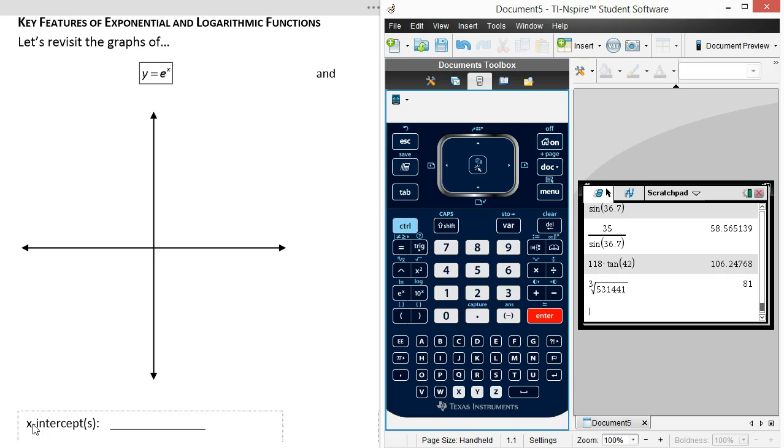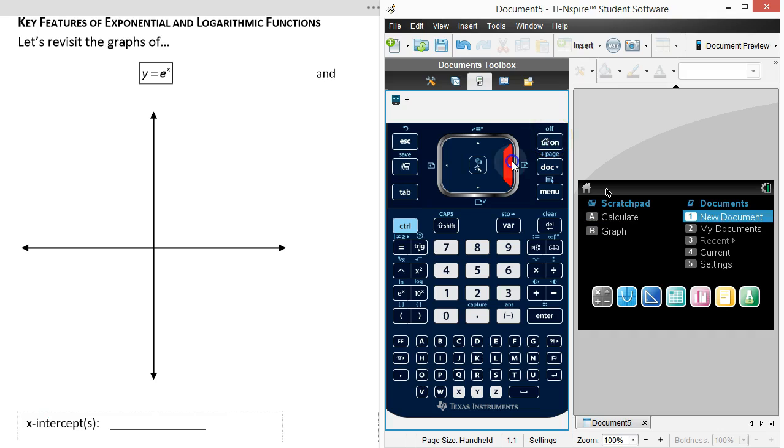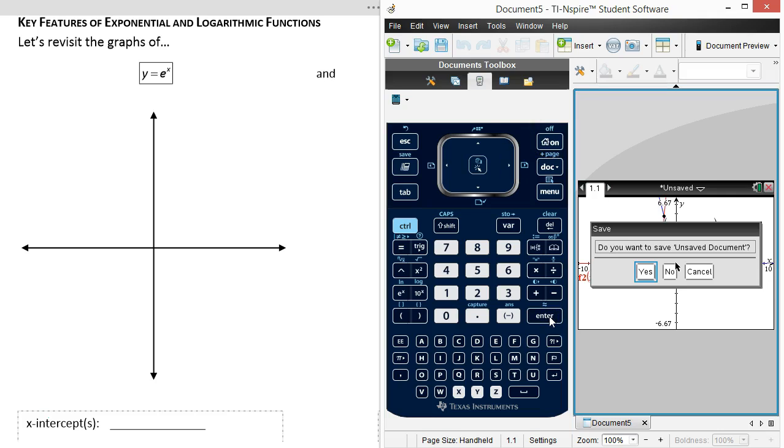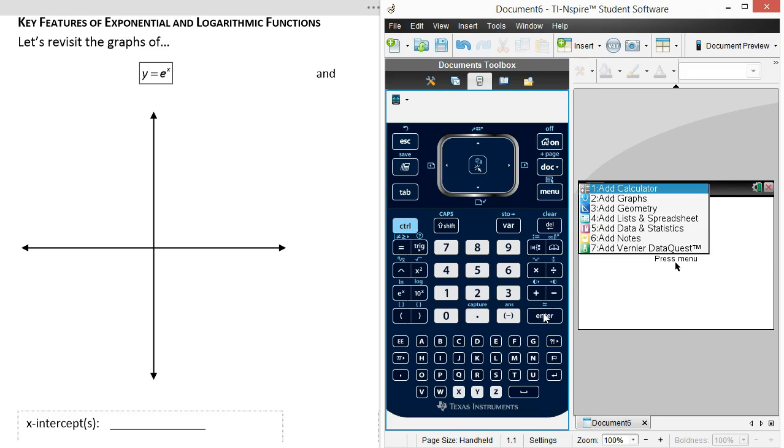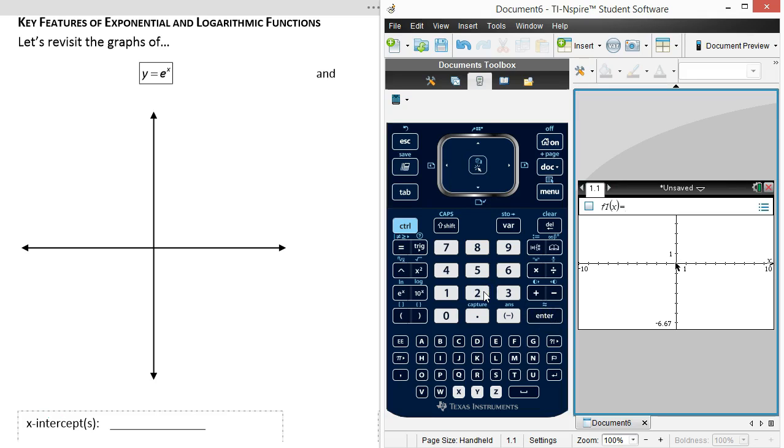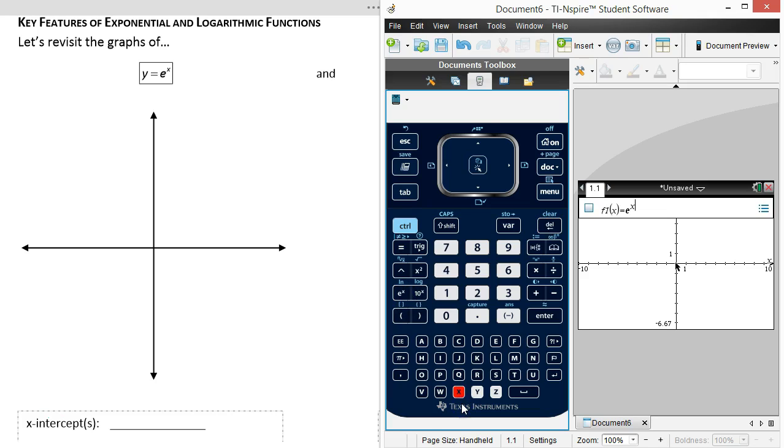If you want to look at the graph, the first thing I'm going to do is use my calculator to graph y equals e to the x. So I'm going to open a new document, and I'm going to add a graph. Just put e to the x, and I have to type in x.